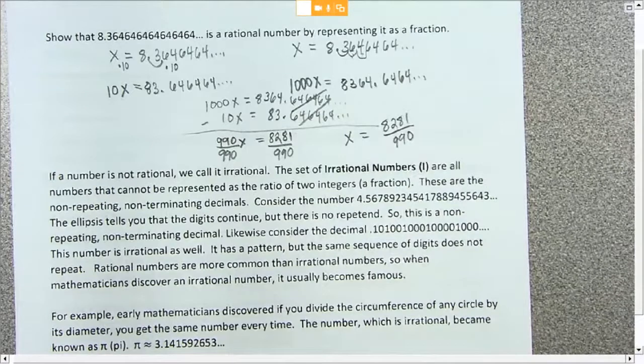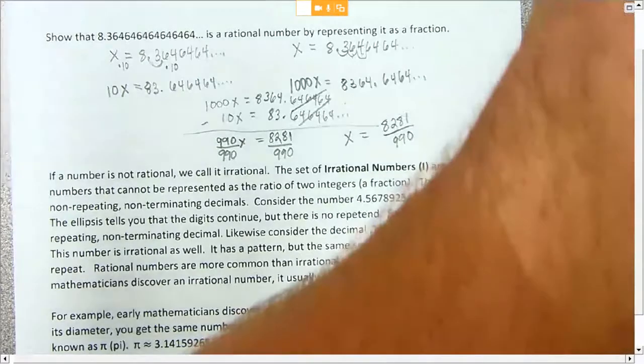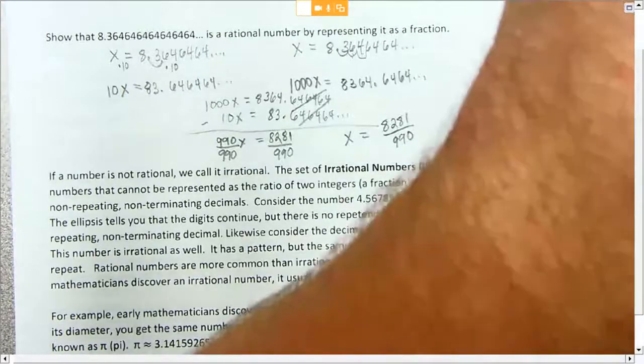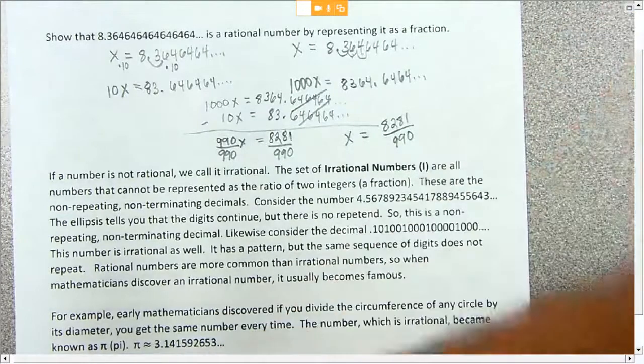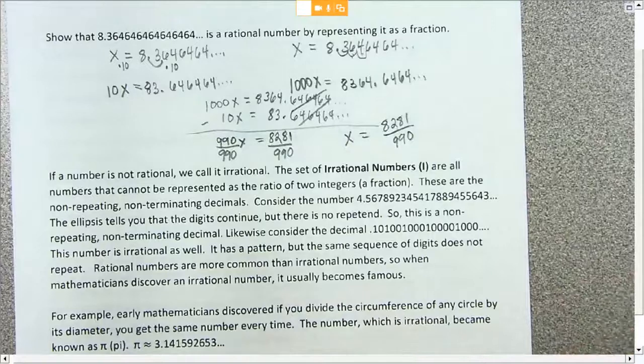Okay. What do you think? Good? All right, so let's talk about what if a number is not rational. So we know what kinds of numbers are rational. Natural numbers, whole numbers, integers, fractions, repeating decimals, terminating decimals, those are all rational. Well, what's not rational? I mean, that's a lot of things, right?